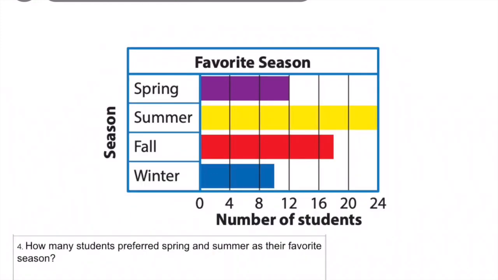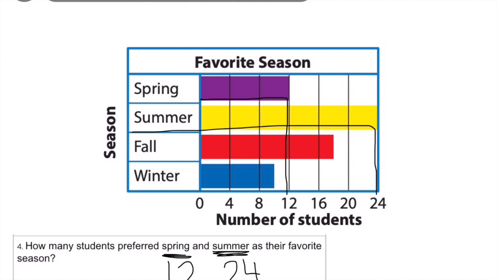Our next question, how many students preferred spring and summer as their favorite season? So we're looking for spring numbers and summer numbers, and we'll do an equation, but let's find those numbers first. So spring is 12, and summer is 24. How many students preferred spring and summer as their favorite season? So we're seeing how many total, so we're adding those 2 numbers together. 2 and 4 is 6. 1 and 2 is 3. So 36 students prefer spring and summer.